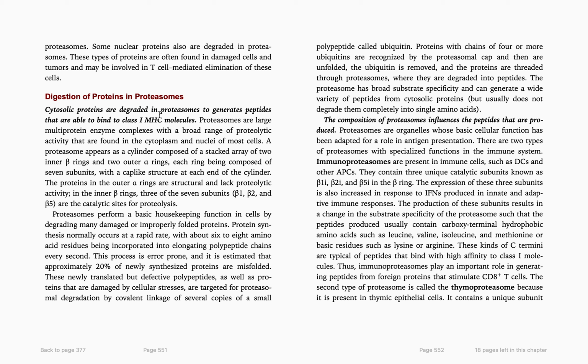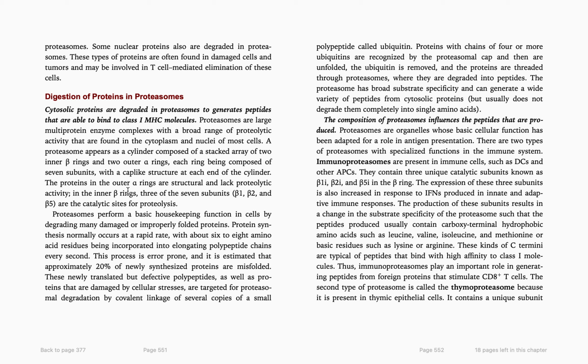Cytosolic proteins are degraded in proteasomes to generate peptides that are able to bind to class 1 MHC molecules. Proteasomes are large multiprotein enzyme complexes with a broad range of proteolytic activity that are found in the cytoplasm and nuclei of most cells. A proteasome appears as a cylinder composed of a stacked array of two inner beta rings and two outer alpha rings, each ring being composed of 7 subunits, with a cap-like structure at each end of the cylinder.